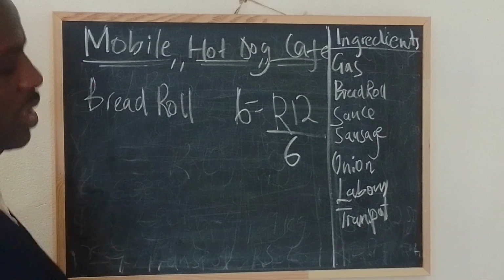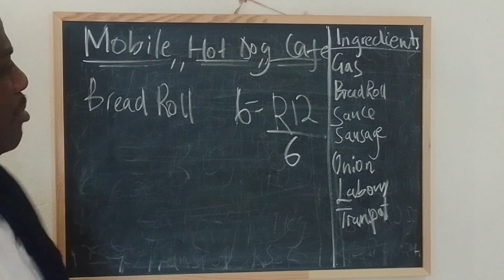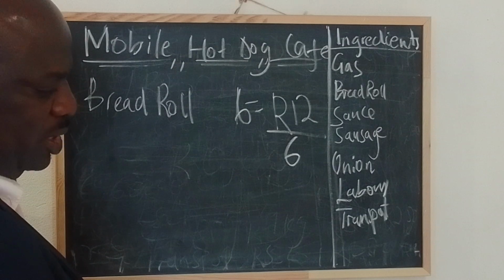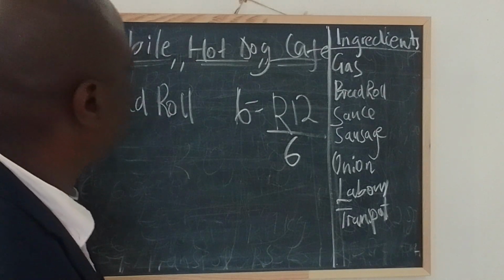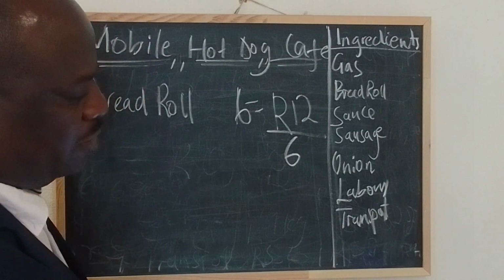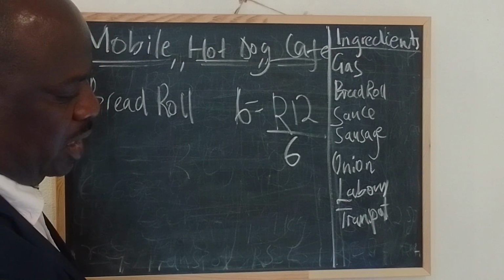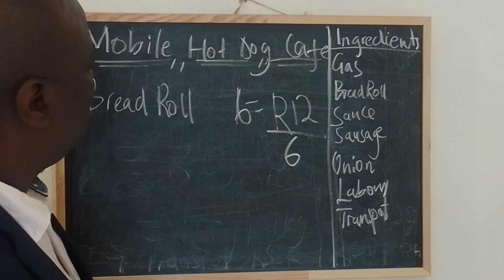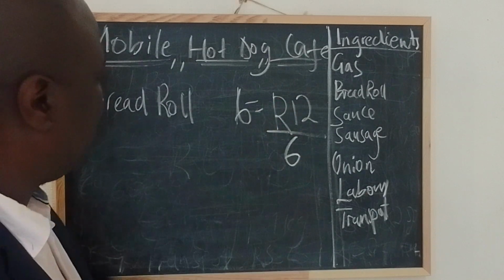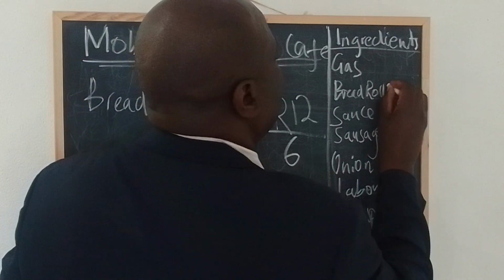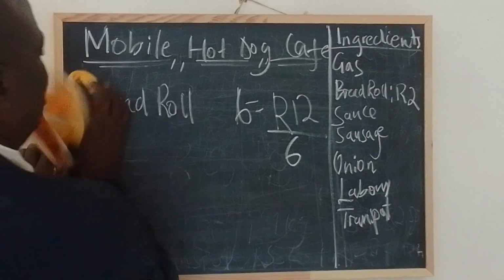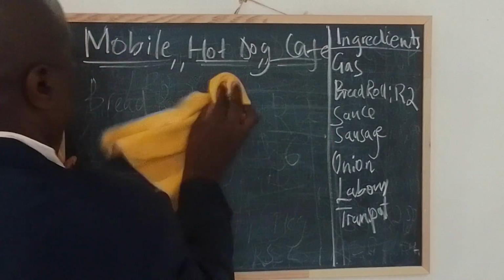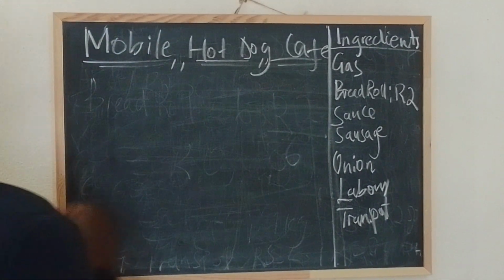12 divided by 6, how much is it? I just want to be sure. It's actually 2. It's as simple as that. The price of the pack divided by 6. We are buying each bread roll for 2 rands. Okay, I think this was an easy win.